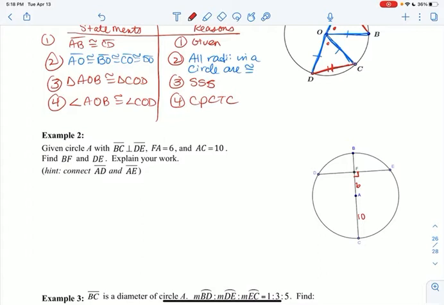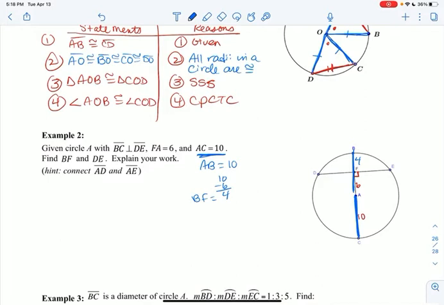All right, so BF is actually easy. I don't need to do much work for BF. Let me explain why. This right here, AC, is a radius. If AC is a radius and AC equals 10, well, AB is also a radius. AB would have to equal 10. And if the part from A to F is 6, then I would just do 10 minus 6, and BF equals 4.